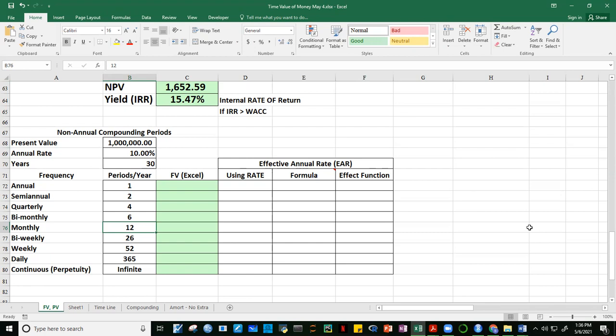Pag nagkaroon ka ng investment offer, for example, sabi 10% per annum. Tapos yung isa naman, 10% per annum, okay? 10% compounded monthly. Sino mas maganda doon? Answer? Annual? Okay, thank you, Christian. Okay, however guys, mas maganda yung mas maraming compounding per year.